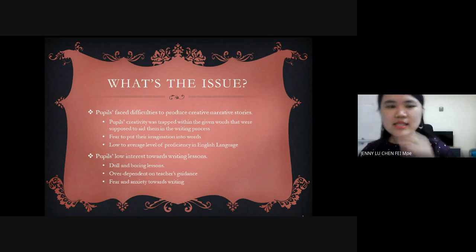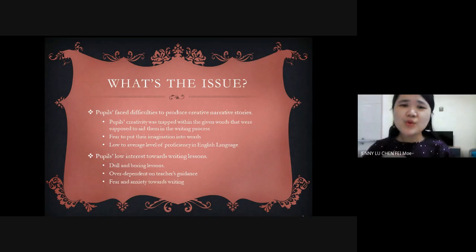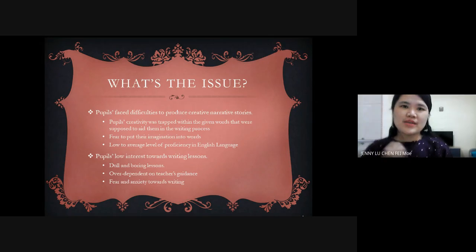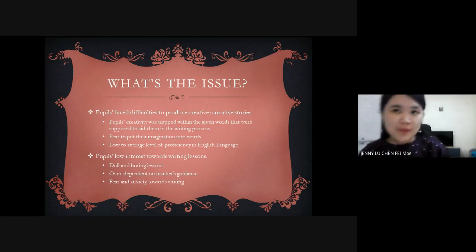And last but not least, even though these pupils were placed in an advanced class, which is 5A, they were actually pupils with very low to average level of proficiency in English language. So you see that my pupils are actually made up of mixed ability pupils. Some of them who had quite low level of proficiency were unable to find certain words or vocabulary, or to connect their ideas and put them into words in their written products, and this affects their performance as well as their attitudes towards writing lessons.